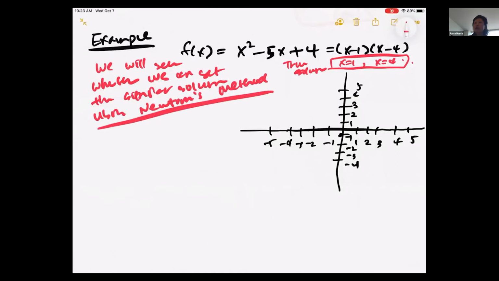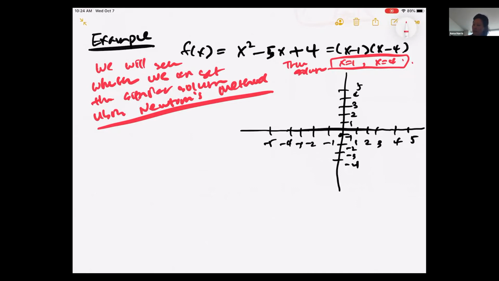Okay, we know the true solution, which is 1 and positive 4, but we're going to see whether we can get this similar solution using Newton's method. If it does, it'll be numerically proving that yes, I can use Newton's method to figure out the solution, even if it's a complex problem.